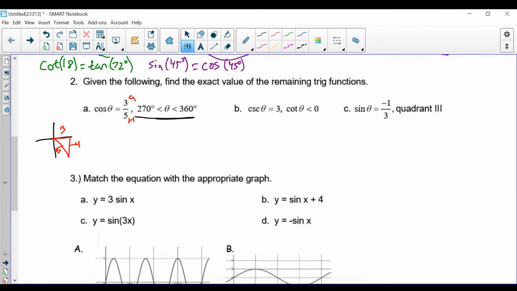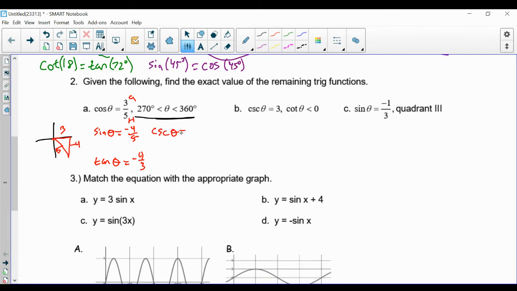So we now have the 3 sides. So let's go ahead and find the remaining trig functions. So sine is opposite over hypotenuse, so negative 4/5. Cosine I already found. Tangent is going to be negative 4/3. And then the 3 reciprocals.